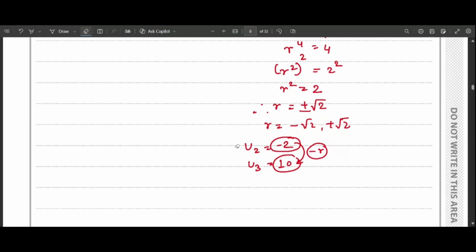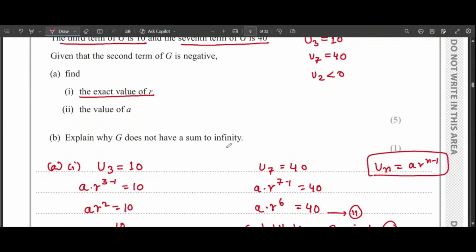This shows us that our common ratio must be negative. There is no other way for our third term to be positive given that our second term is negative. So that's why the only possible value of r would be negative. So we can write r is equal to minus root 2, and this is the exact value of r, and this gives us the answer to part 1.